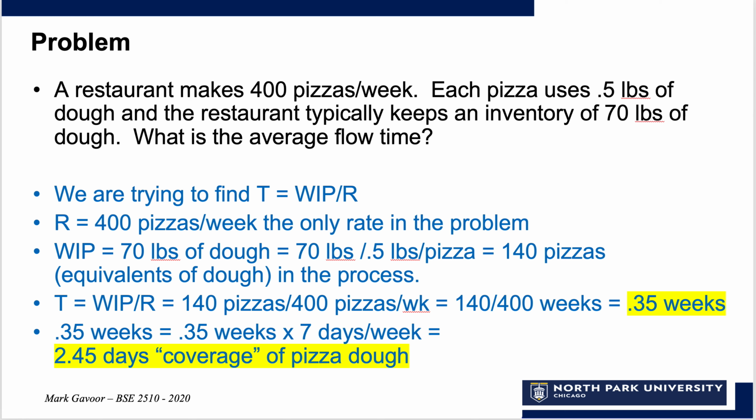So my processing time, my throughput time, is 140 pizzas divided by 400 pizzas per week. So it's 140 divided by 400 weeks, or I get 0.35 weeks. 0.35 weeks makes no sense to me, so let's turn that into days. There's 7 days per week times the number of weeks. I would get 2.45 days coverage of pizza dough.